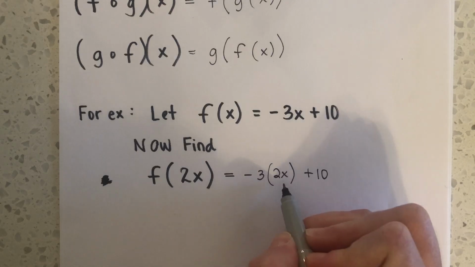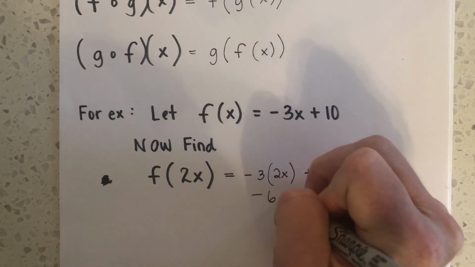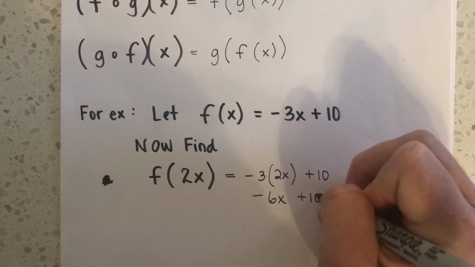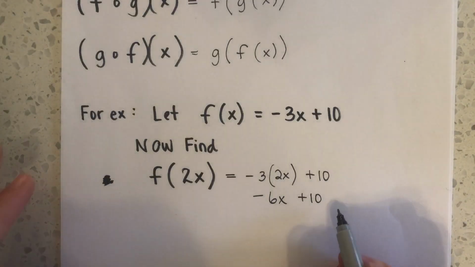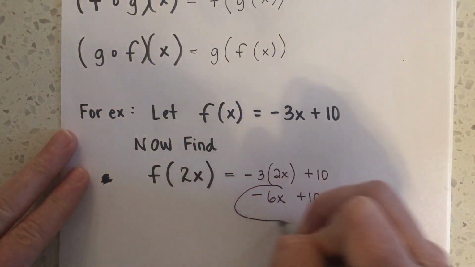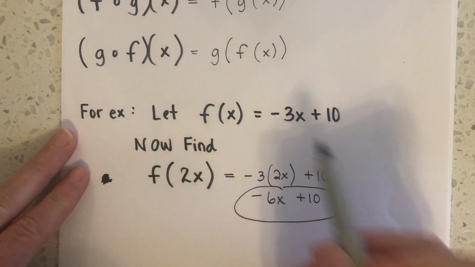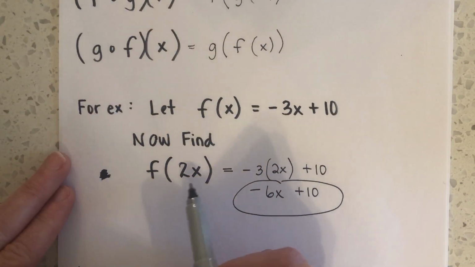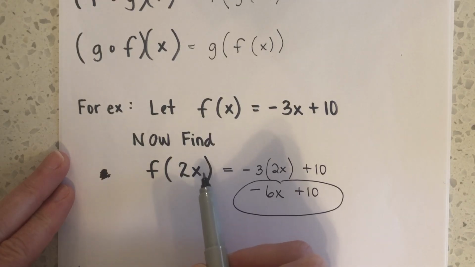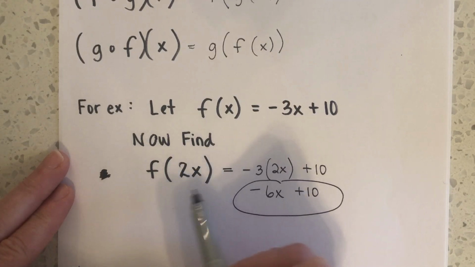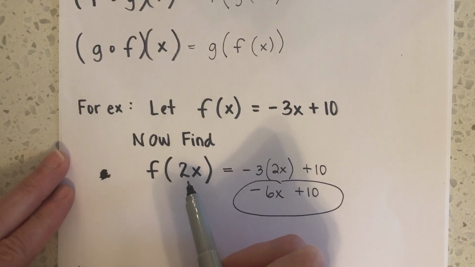What's -3 times 2x? -6x, and then bring down the plus 10. Then you would look to combine like terms, but I don't have any. So this is your answer for what you get when you plug 2x into function f. That is your answer. So again, instead of plugging in a number, you're going to be plugging in an algebraic expression. You're going to be plugging something with an x in.